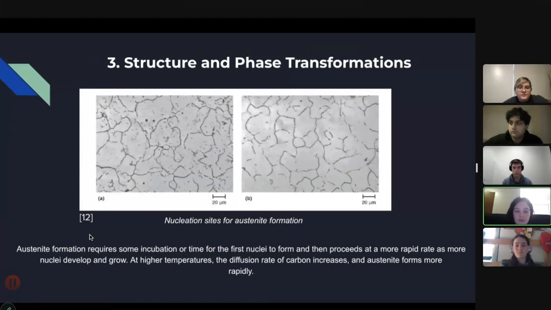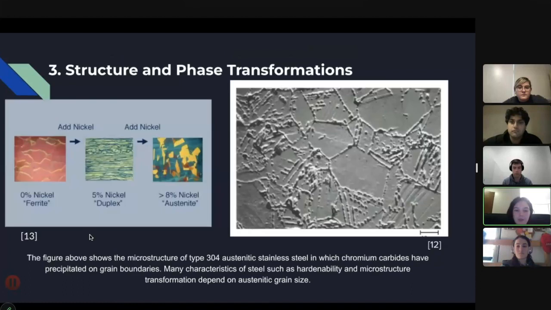Another important fact about 304 stainless steel is its nucleation site. Basically it takes some incubation time for the nuclei to form, but it does proceed at a more rapid rate as more nuclei develop and grow. At higher temperatures, the diffusion rate of carbon increases and austenite forms more rapidly.